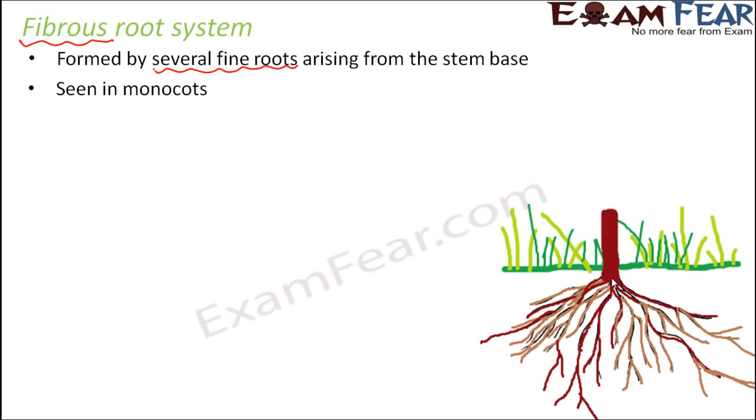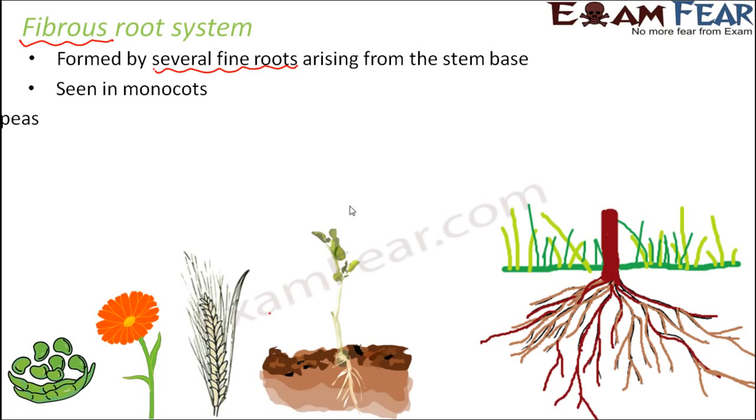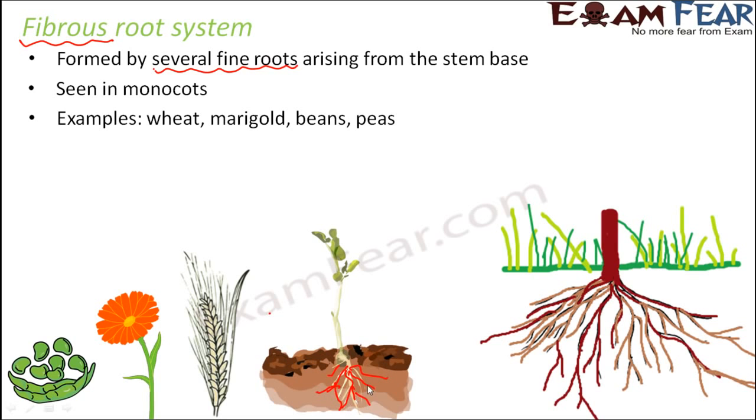It is generally seen in the monocots, that is the monocotyledonous plants. So plants with a single cotyledon. Some of the examples of such plants are wheat, marigold, beans or peas. So here you can see, if you look at this pea, if you look at any of these plants, you will actually have some thread-like structures arising like this.